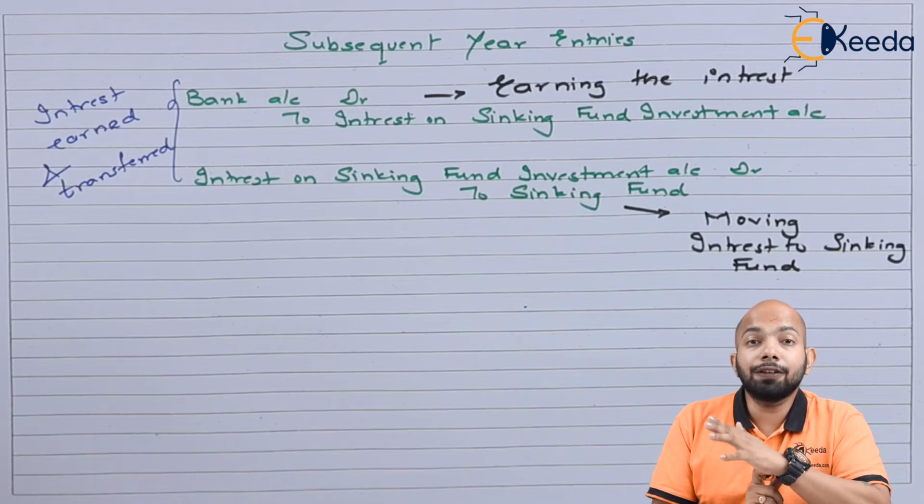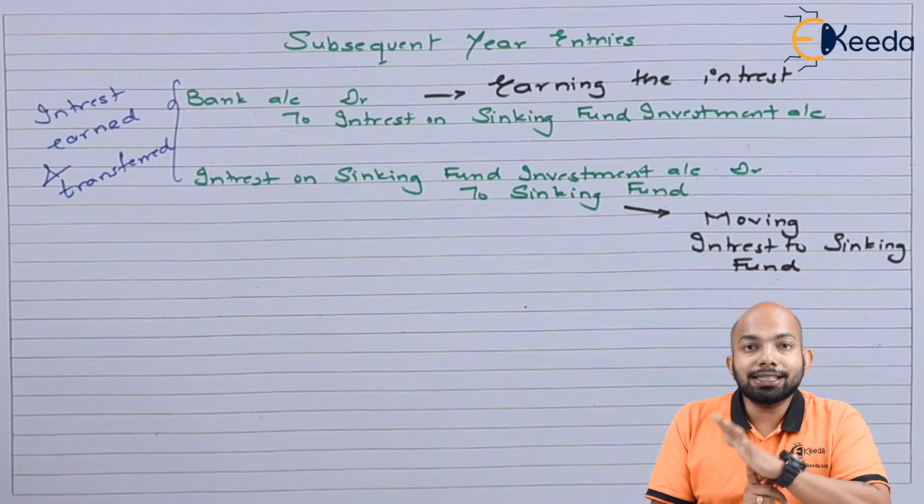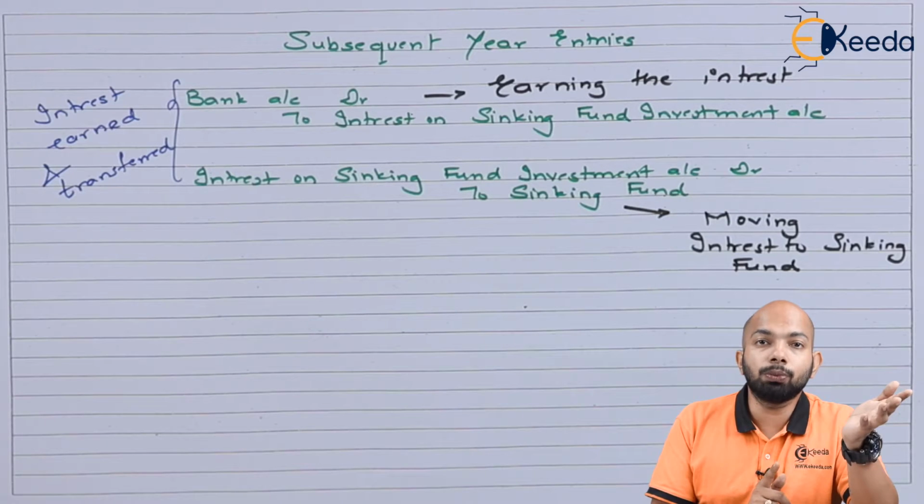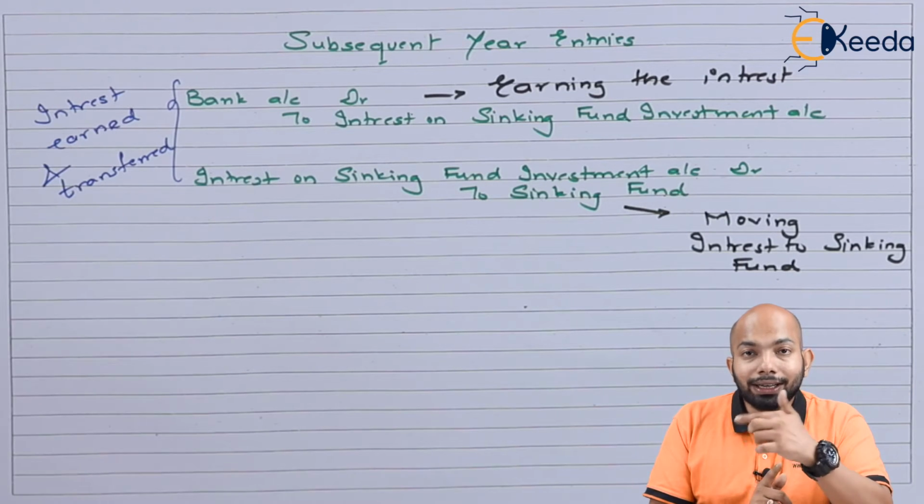So this category or this set of transactions of entries will keep on going until we reach the end of its useful life, where the sinking fund will be sold out, or rather the investment will be sold out and the proceeds will move to sinking fund. So this is the entry.